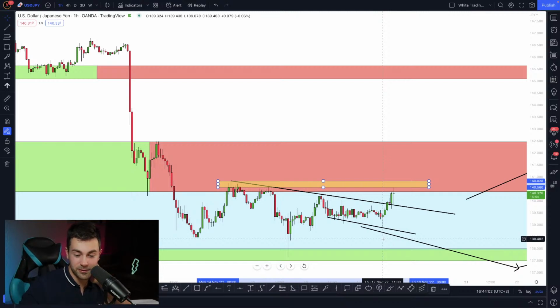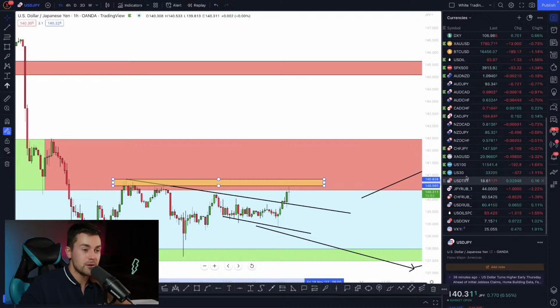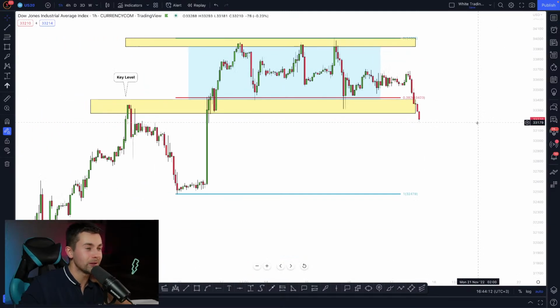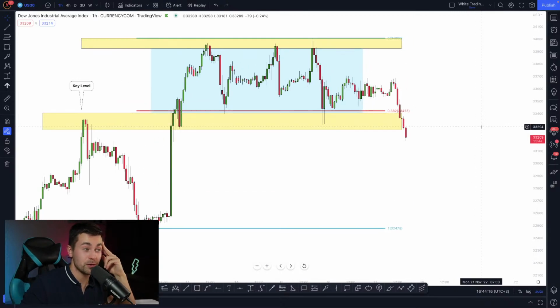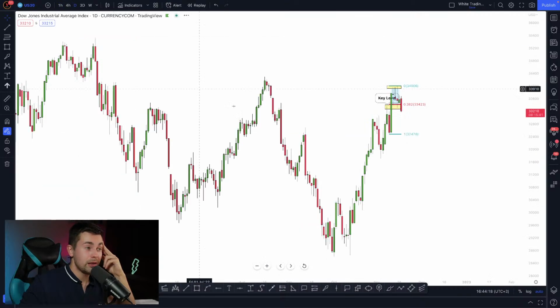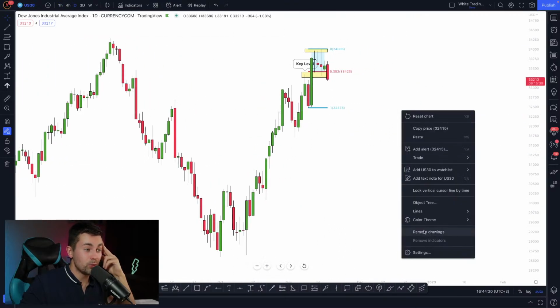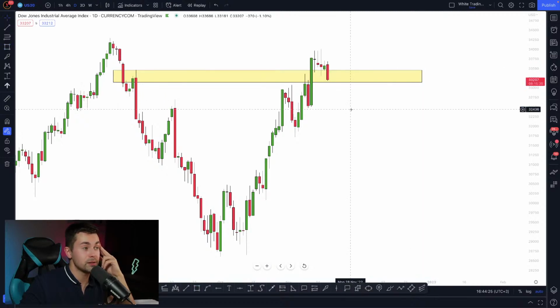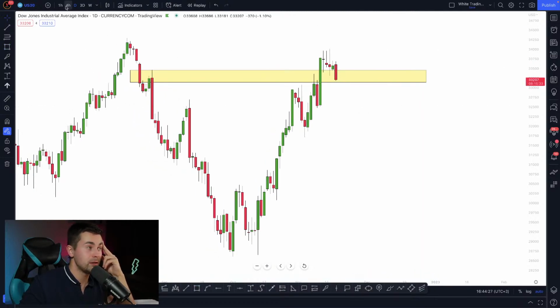Yes, that is possible. US 30 index. Let's analyze US 30 index. And by the way, let me be honest, on US 30 yesterday, we took a losing trade with my students. What we spotted with my students yesterday was the test of that structure. Yes, we spotted the test of that key level.